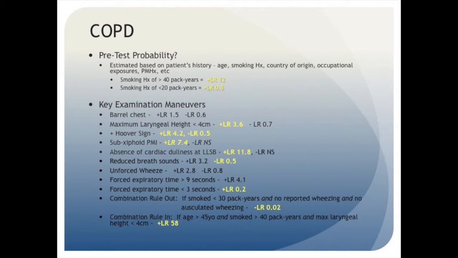Conversely, if your patient is over 45 years old, has a smoking history of greater than 40 pack years, and a maximum laryngeal height, like we discussed before, that's less than 4 centimeters, that's associated with a positive likelihood ratio of 58. Again, that's extremely predictive, and you do well to remember it in the clinic.